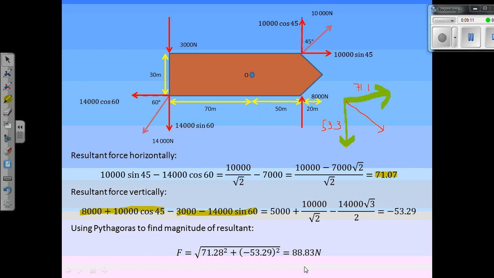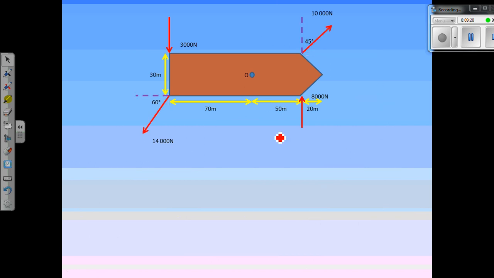Okay, so we found the resultant force. Now let's find the resultant moments, to find out what kind of angular motion this boat will have. Because we've already resolved the forces, it makes our lives a lot easier.